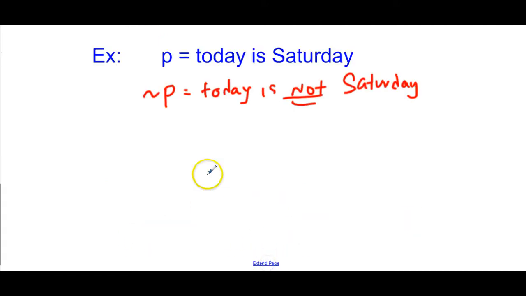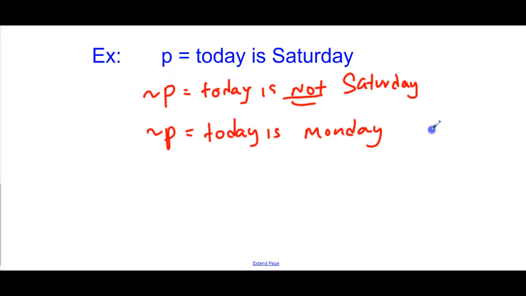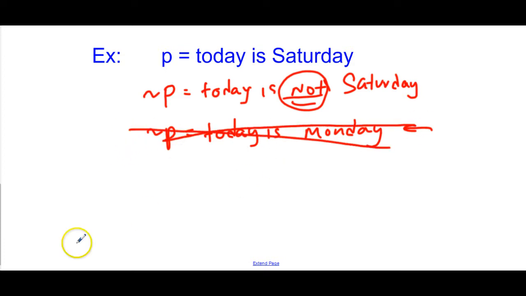Do not put not P, today is Monday. That would be wrong. That's another statement completely different from what P is, and it's not saying that it's the negation of it. It's just telling you it's today is Monday, right? Today is not. This is very important. Every time you deal with negation, you're going to be saying not whatever, all right? Do not write some other type of statement, all right?